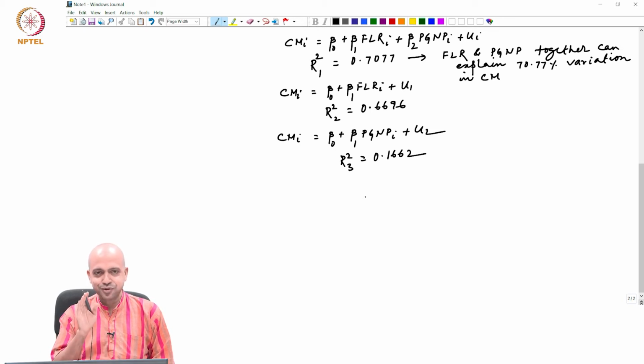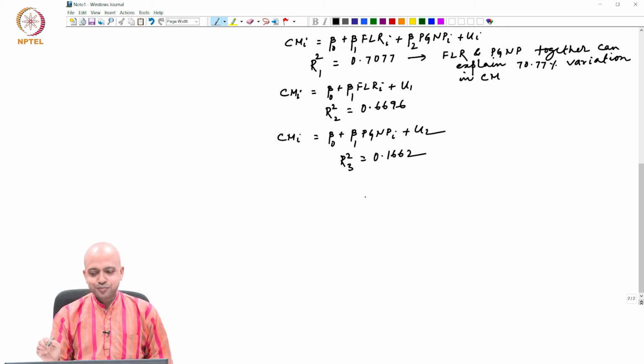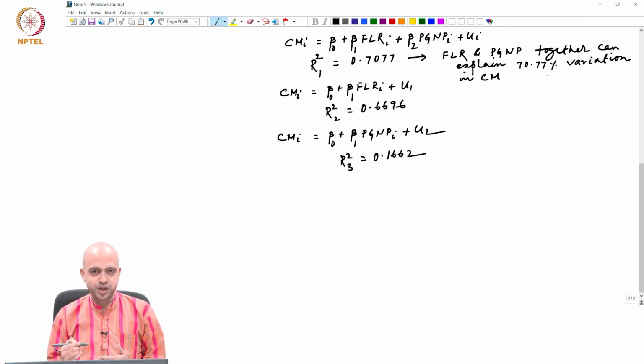I will just repeat here. PGNP and FLR together can explain 70.77% variation in child mortality rate, because that is the R square from the complete model. Now, a natural question comes to our mind: out of this 70.77%, how much percentage of this R square is actually due to FLR and how much is due to PGNP? Can we allocate this 70.77% among these two variables?